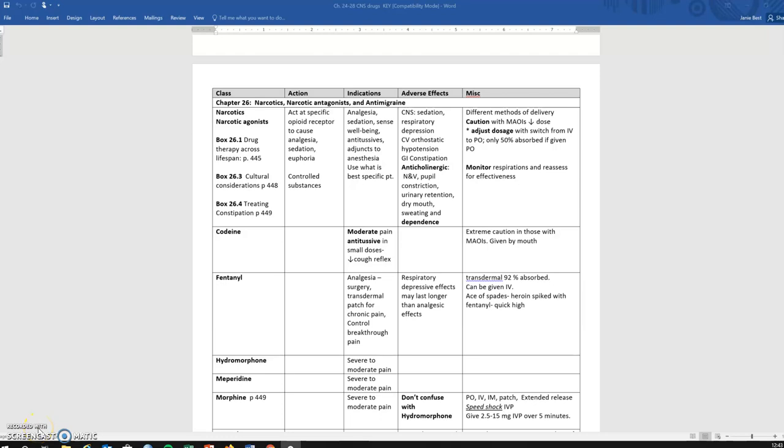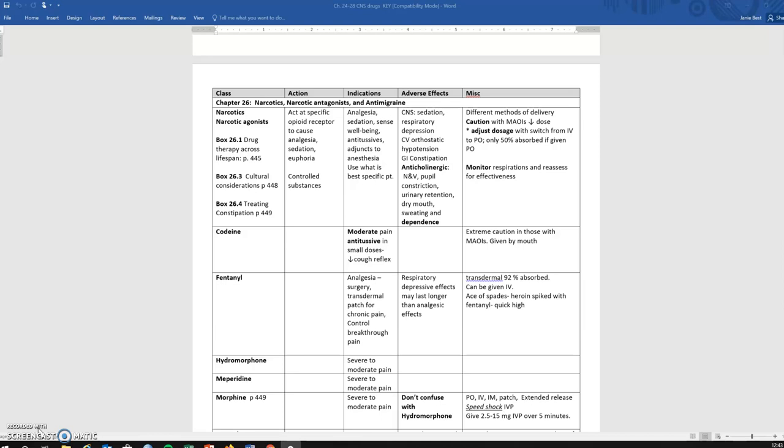Chapter 26 talks about narcotics, narcotic antagonists, anti-migraines, and begins with a discussion of pain. Back in Chapter 1, we had a discussion of controlled substances, and the DEA controlled substance list is found on page 12. So you can look back at that just as a reference, that most narcotics fall under the Class 2 controlled substance list.